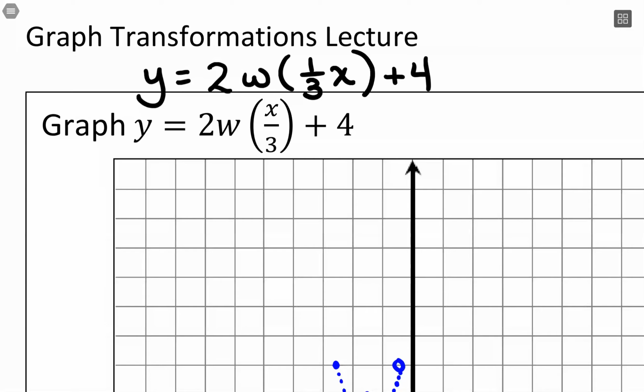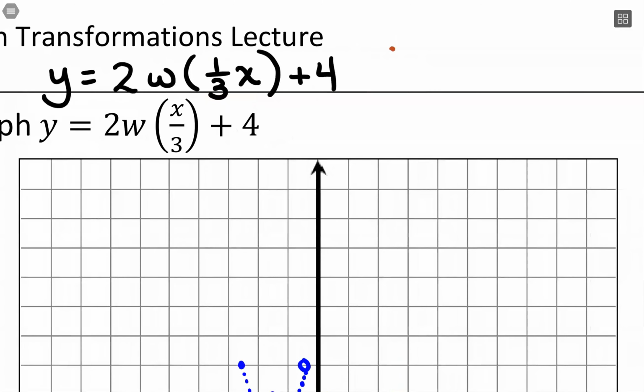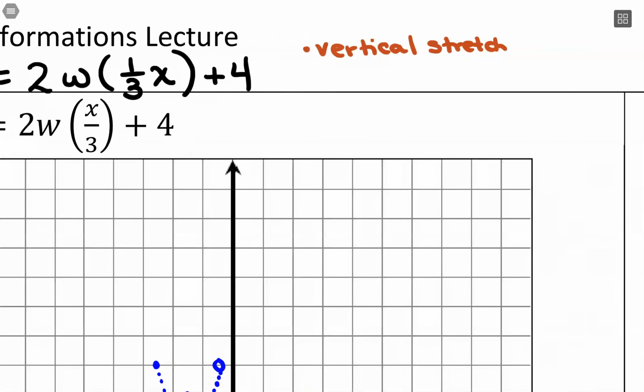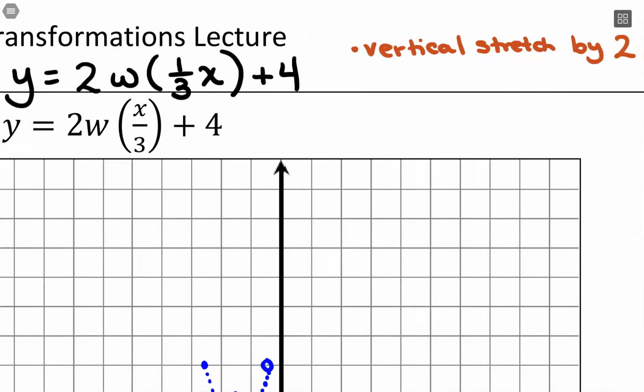Alright, reading across the function. A equals 2, so that's going to be our vertical stretch. So it's vertical because it's outside the function. And then because 2 is larger than 1, that'll make it a stretch. And then we're stretching by 2. And we just use the value that's there.